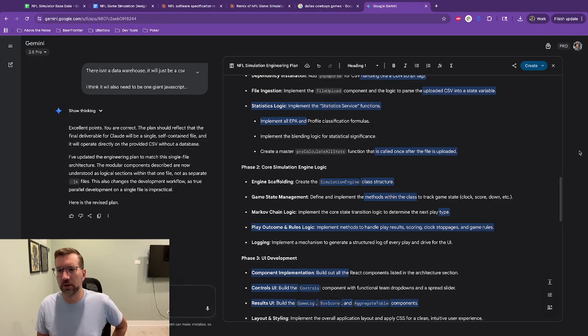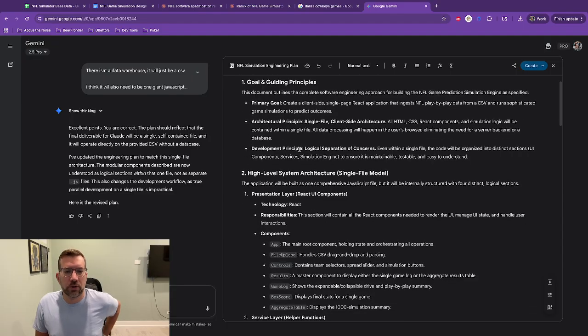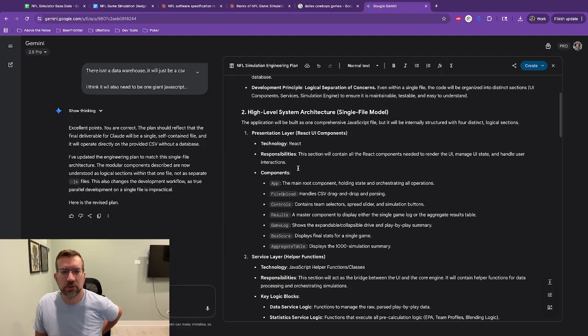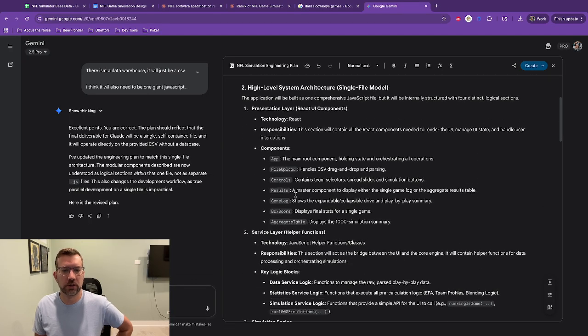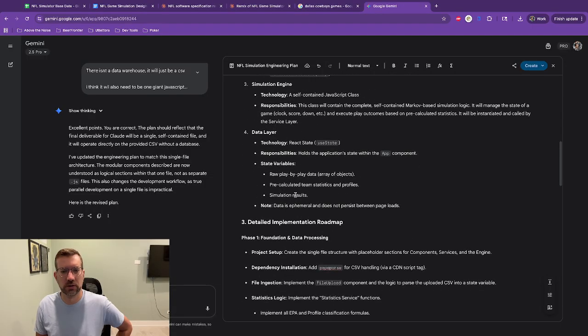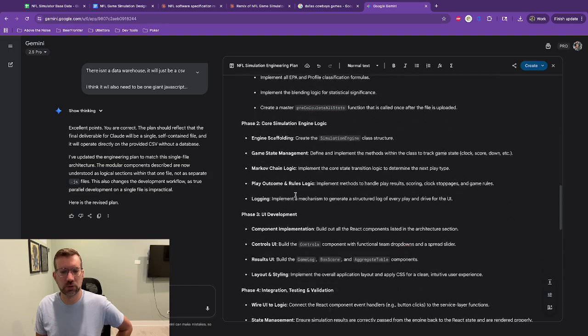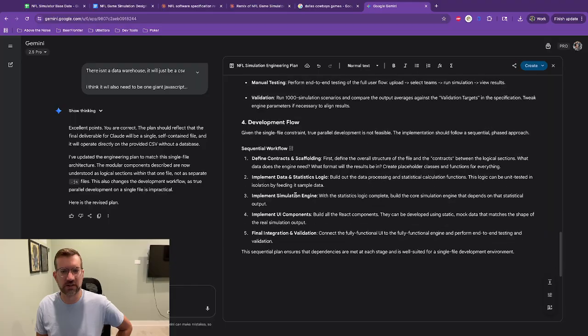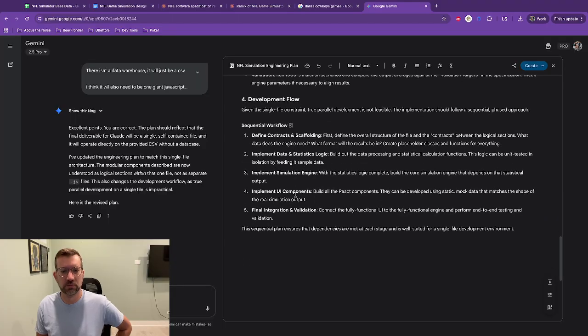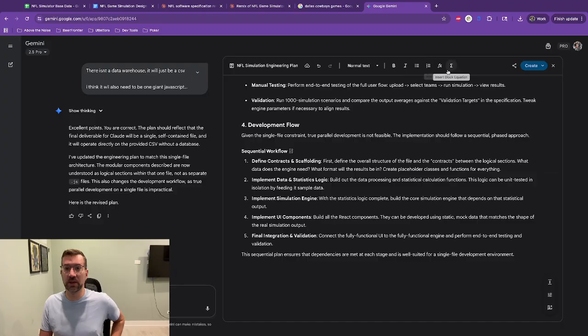All right. What do we got here? We got a primary goal, architectural principle, development principle, blah, blah, blah, presentation layer, components, service layer, simulation engine, data layer. Perfect. Implementation roadmap. Cool. Just phasing it out. And then, yeah, development flow. Cool. Contracts and scaffolding, data and statistics, simulation engine, UI, integration. All right, I like it.